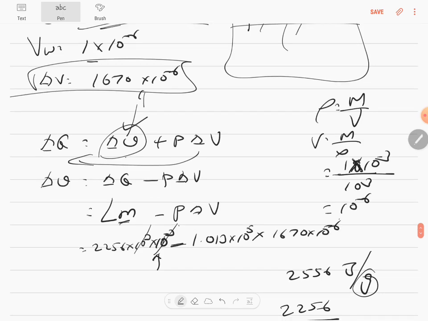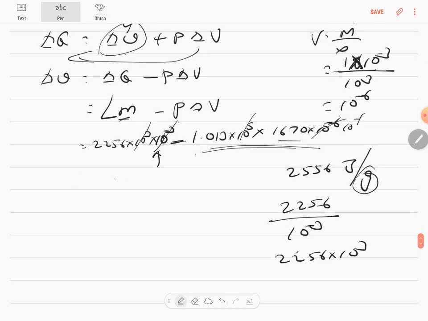You can always solve this and write the answer. This and this is just 10 to the power minus 1. And then it becomes 167 into 1.013, and then subtract and write the answer. You are supposed to get an answer which is 2086.829 joules. That will be the internal energy of the system. So energy basically is in joules.